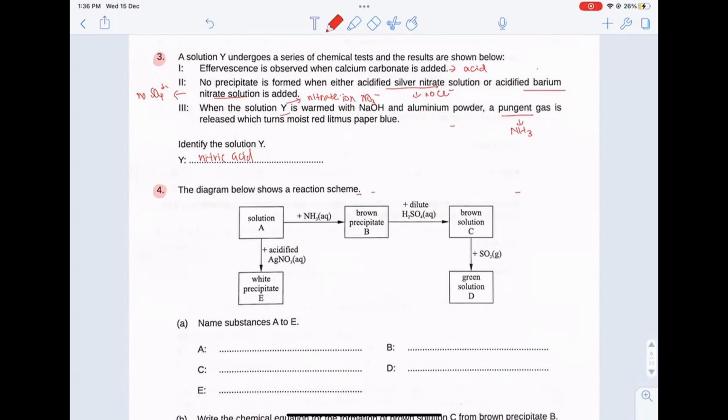And lastly, for question 4, the diagram shows a reaction scheme. Name substances A to E. So note over here that they ask us to name it. So we have to give the name, we cannot give the formula.